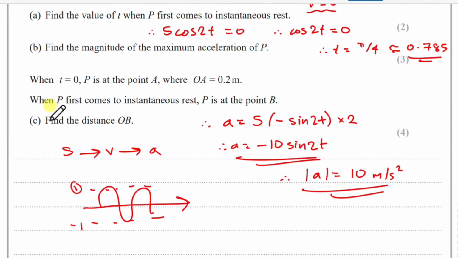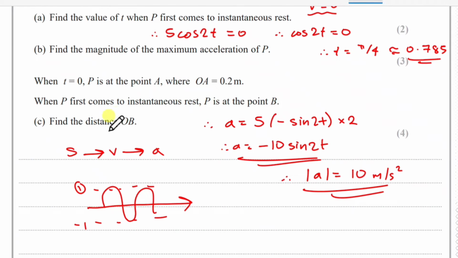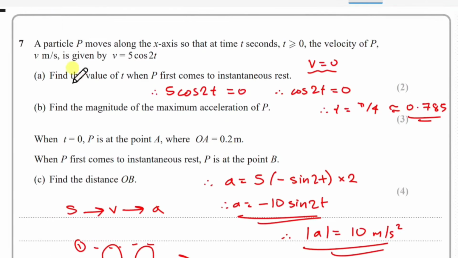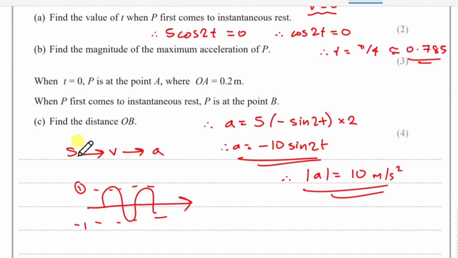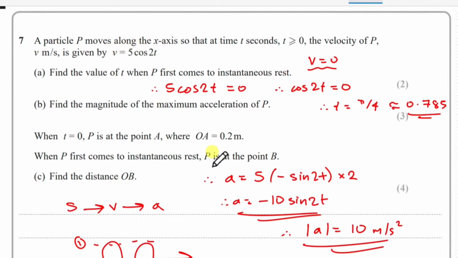And that's it. Now for the next bit, it says when the time is 0, P is at the point A, where the distance OA is 0.2 meters. When P first comes to instantaneous rest, P is at the point B. Find the distance OB. So what I'll do here, guys, is, because we're talking about distance, we need to firstly get an expression for distance, or in this case, displacement. We already have v, so how do you go from v now to s? Well, if you went downwards, which is differentiation, to go back up, you integrate. So we're going to go ahead and integrate that equation.